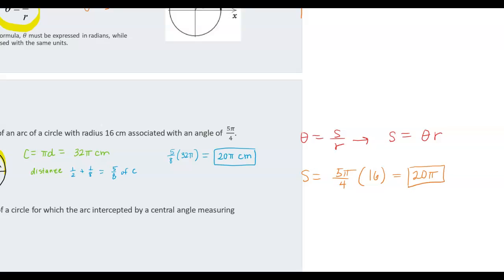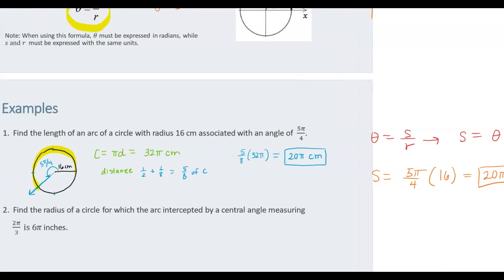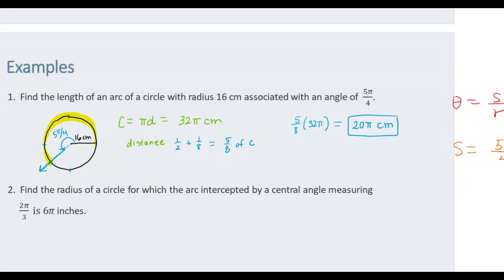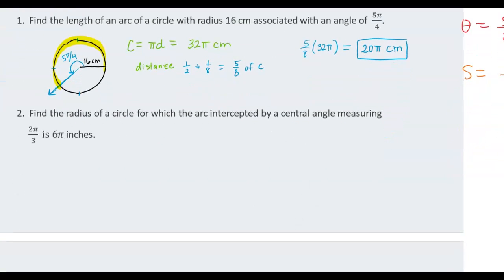Most of the time, you will probably think about this formula that they've been given, but if you want to just think about it in terms of the circumference of a circle, you can figure it out that way as well. Looking at number 2, they give us the radius of a circle.